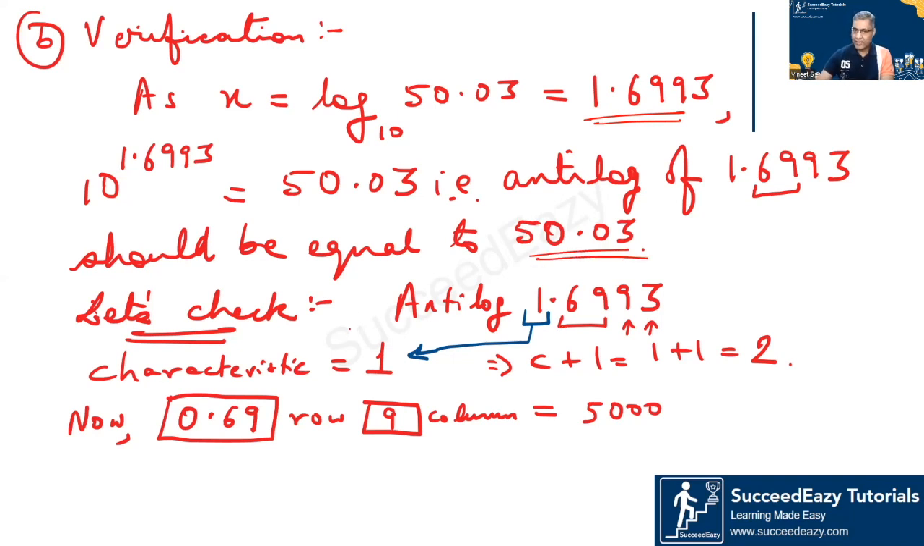So let's check. Anti-log of 1.6993. The whole part 1, that is your characteristic, isn't it? So add 1 to the characteristic. So now we know that we will have to shift the decimal two digits to the right of the first digit, whatever we get from the mantissa calculation. So now to find the mantissa, take the first 2 digits from the fractional part, that is 0.69 in the anti-log table, and look at the intersection with the third digit, that is 9 column. It will give you 5,000.